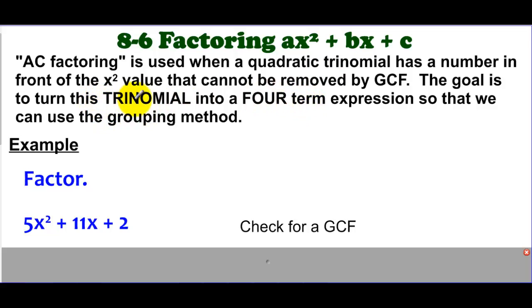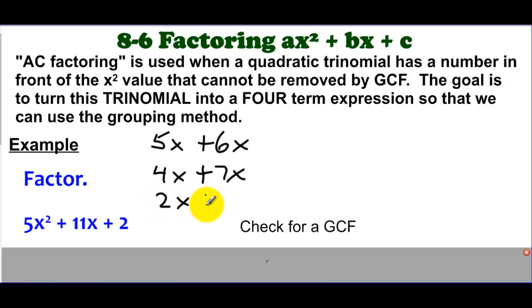Okay, so the goal of this method is to turn this 3-term expression into a 4-term expression, because we already talked about how you factor 4-term expressions, and we use the grouping method for those. So in this case, what our goal is going to be is to take this middle term, in this case the 11x, and we're going to try to split it up into 2 terms. So for example, 11x could be 5x plus 6x, or it could be 4x plus 7x. And we don't know how to split it up yet, but we have all these possibilities. We could say 2x plus 9x.